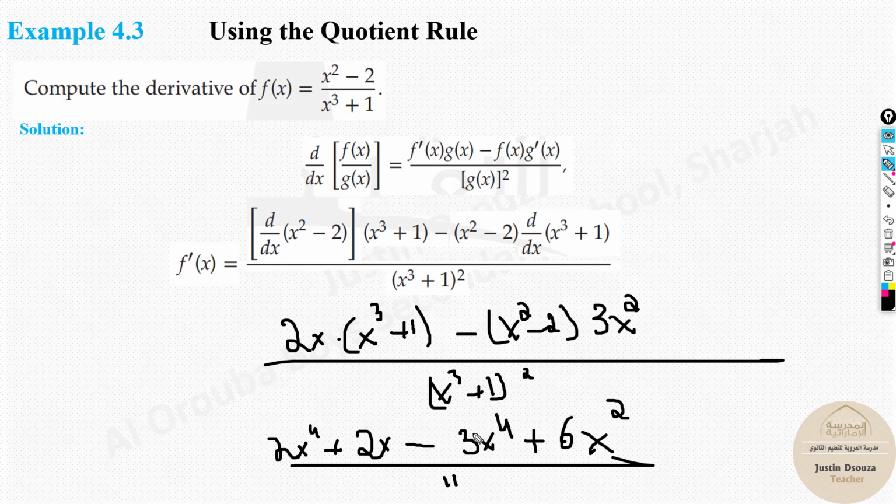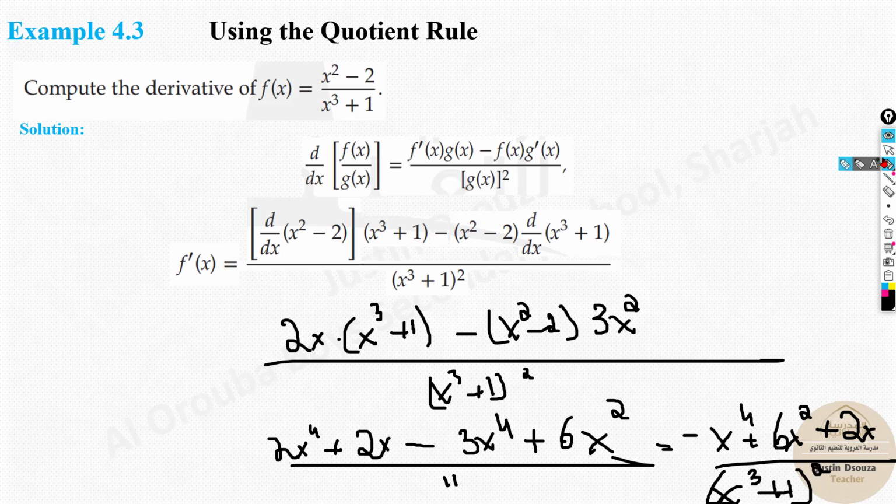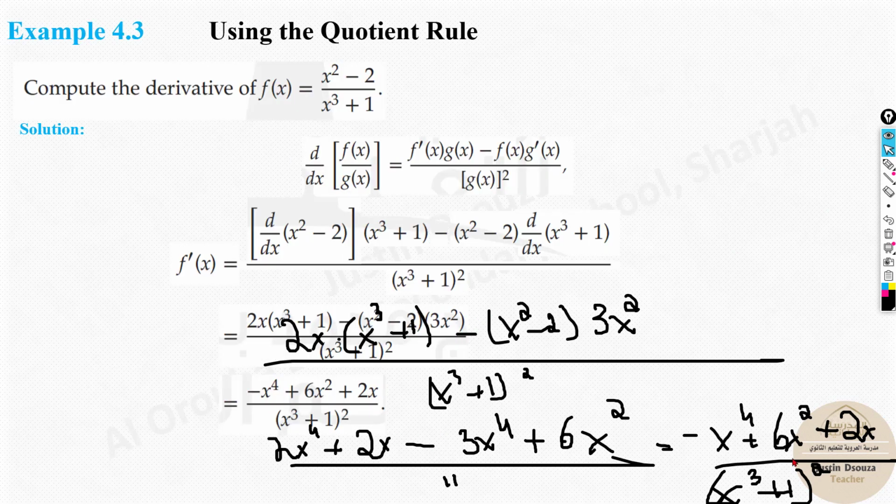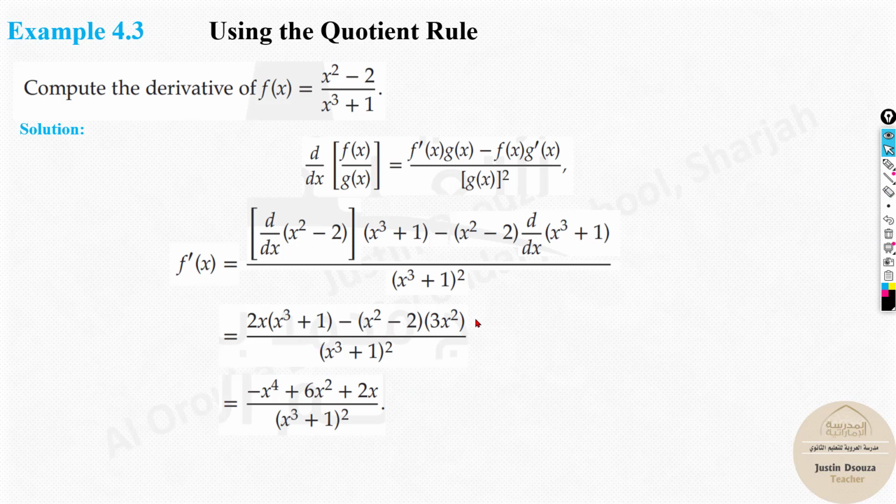We can subtract 2 minus 3. It would be minus x to the power 4 plus 6x squared plus 2x divided by x cubed plus 1 the whole squared. This is the final answer. You can see over here, minus x to the power 4 plus 6x squared. We write the higher order first and then the lowest order, that is 2x, divided by the square of the denominator. This is how you apply the quotient rule.